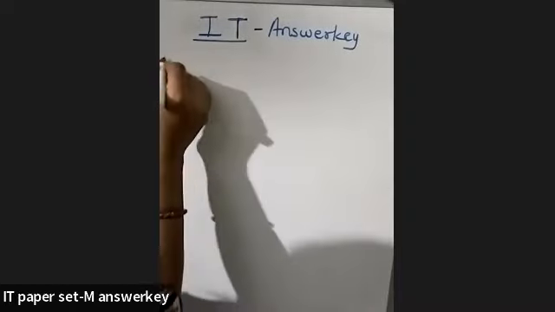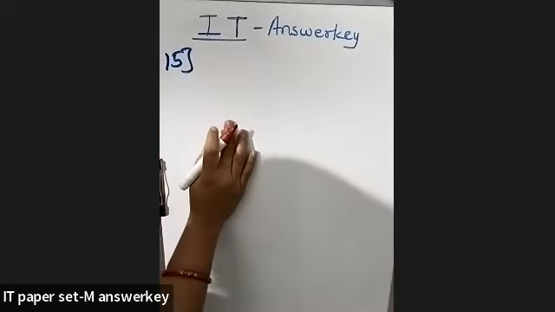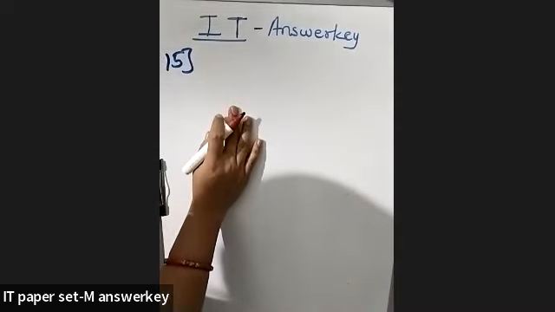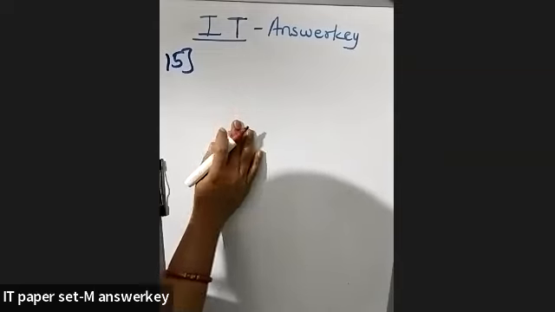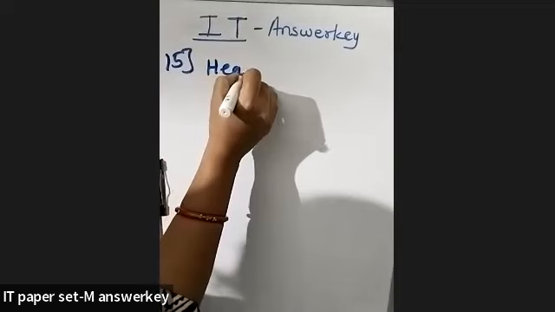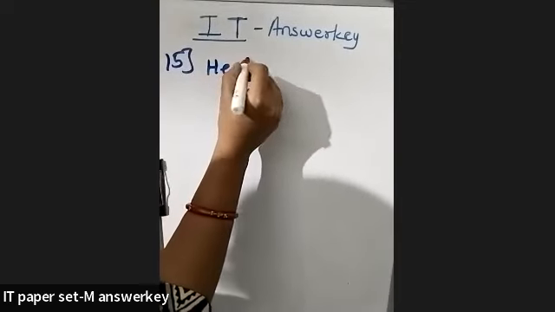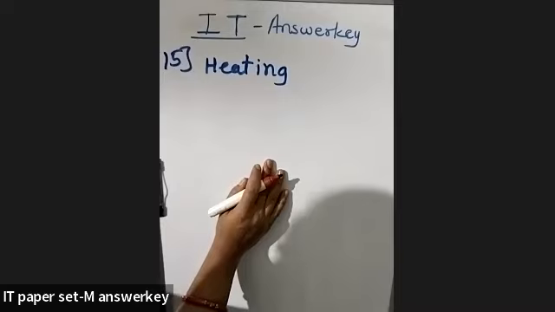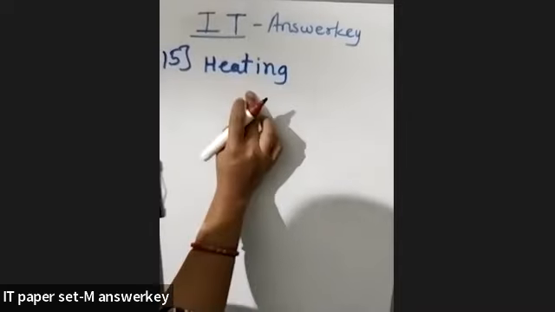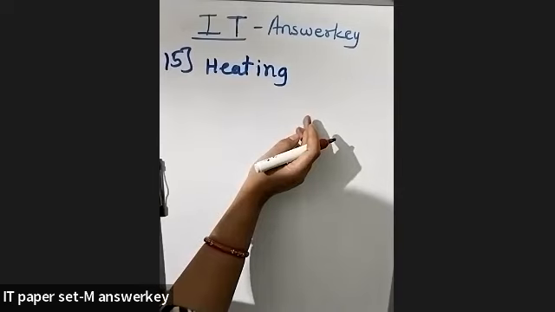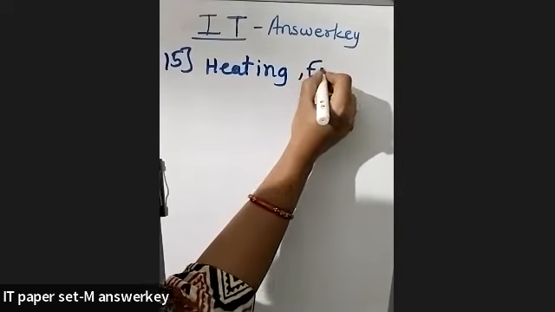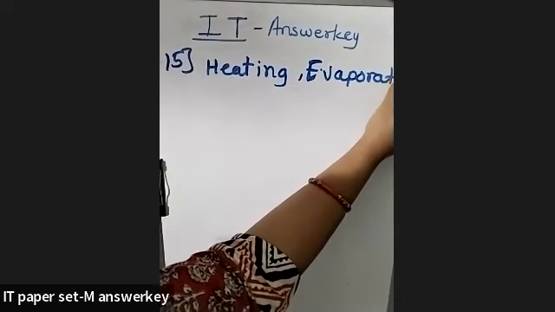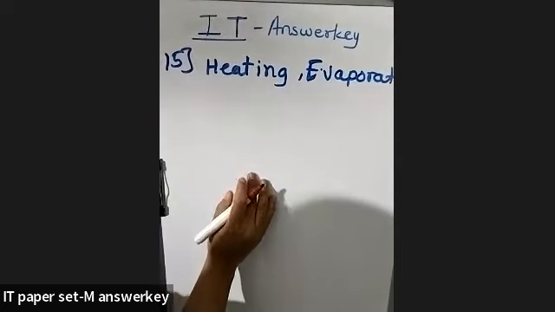Now come to question number 15. Arrange the following in logical order. So here is rain, cooling, condensation, heating, evaporation. We know that first comes heating. Water heats first and then it becomes clouds. So, heating. After heating, which term comes next? After heating, there is evaporation. After evaporation, there is cooling.